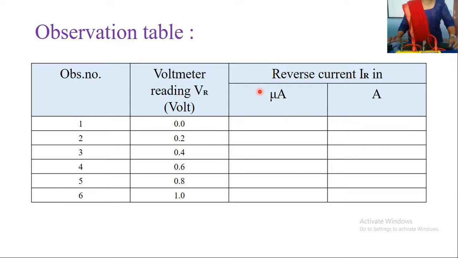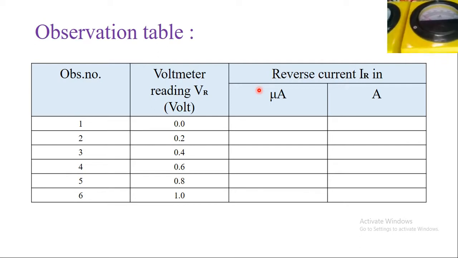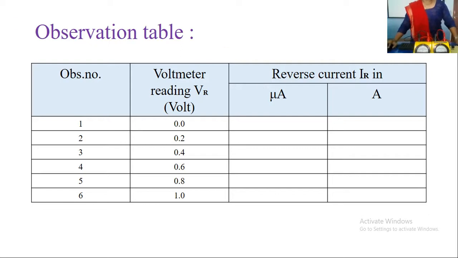After that, with the help of this knob, we will increase the voltage. As you can see, the voltage is increasing. See, voltage is now increasing. With the help of this knob, I am just increasing the voltage. See, the current is also increasing. Okay. So what we will do, we will set the voltage on 0.2 volt.